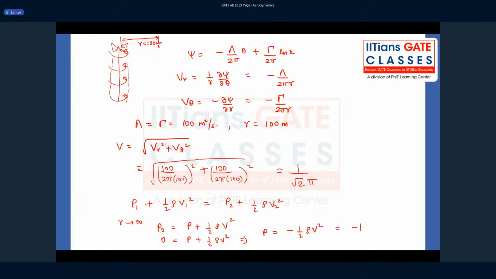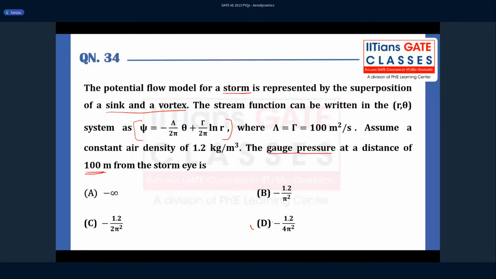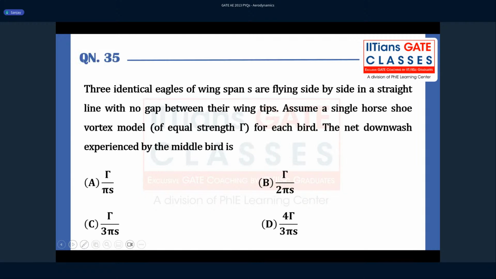So substitute the values. Half rho is given to you as, I think, 1, right? And V square is nothing but, yeah, rho is 1.2, V square is 1 by 2 pi square. So it is going to be minus 1.2 by 4 pi square. So if you see the options, option D is the correct answer. So you have to be careful here because they are asking you the gauge pressure and not the absolute pressure at the point. All right. So I hope this is clear. Let's move on to the next question.